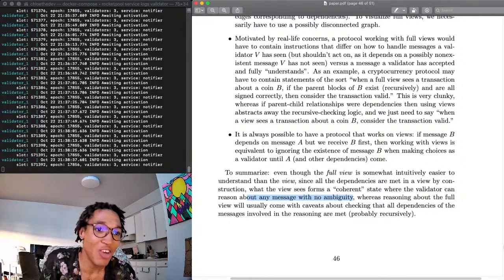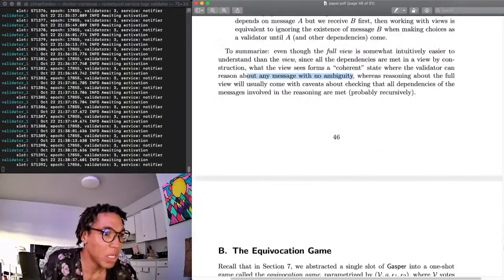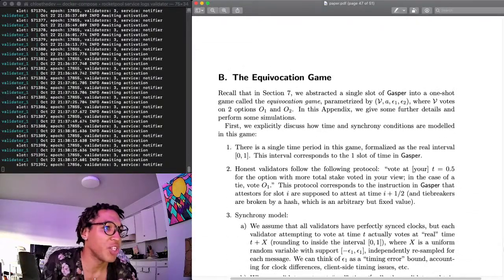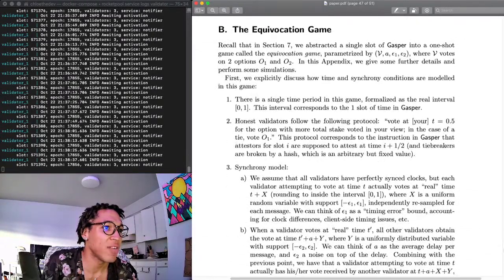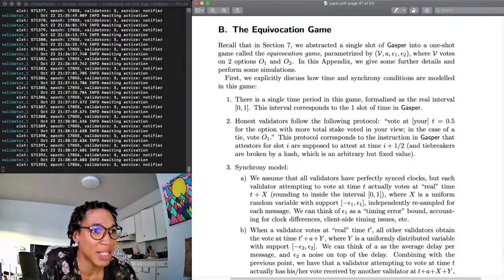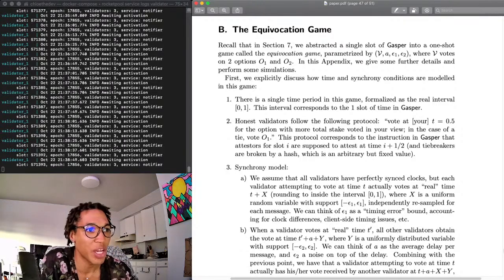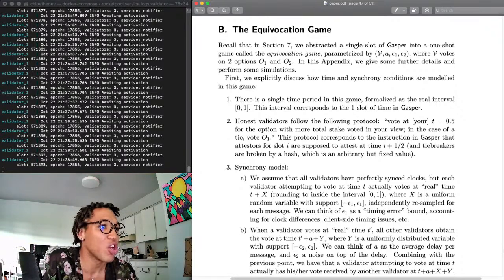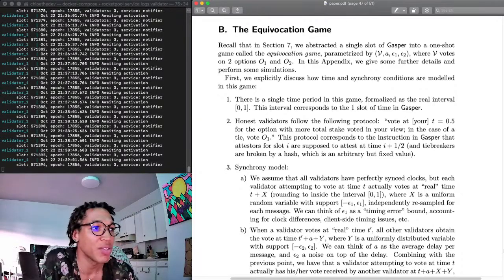You can know these things with the math above in the paper. Okay. B, equivocation game. Recall in section 7, we abstracted a single slot of GASPER into a one-slot game called the equivocation game, parameterized by V and a bunch of real numbers, where V denotes votes on two options, option 1 and option 2. In this appendix, we will give some further details and perform some simulations.